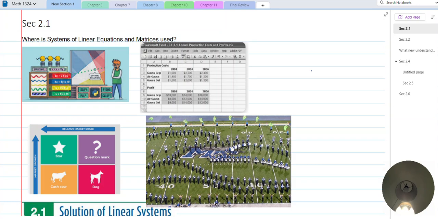Let's prepare for the experience of studying Business Economics 2. This is Math 1324, and we're going to start with Chapter 2. Chapter 1 was a review of general mathematics. So we're going to start in Chapter 2, and it's all about matrix and linear systems.